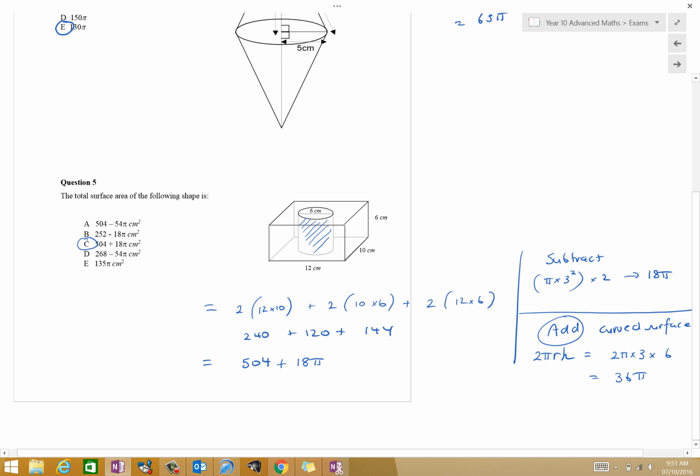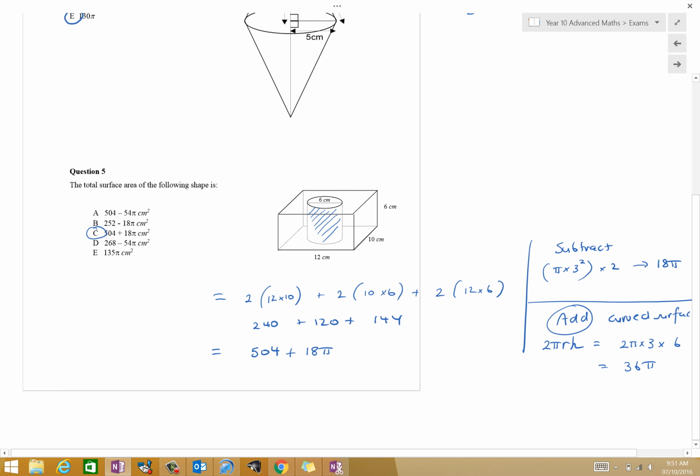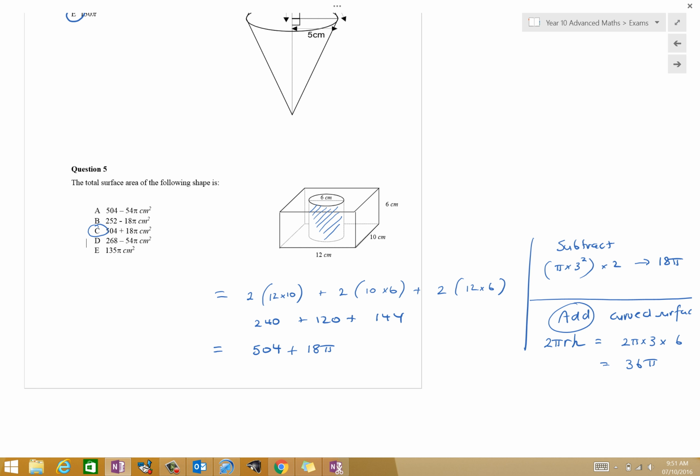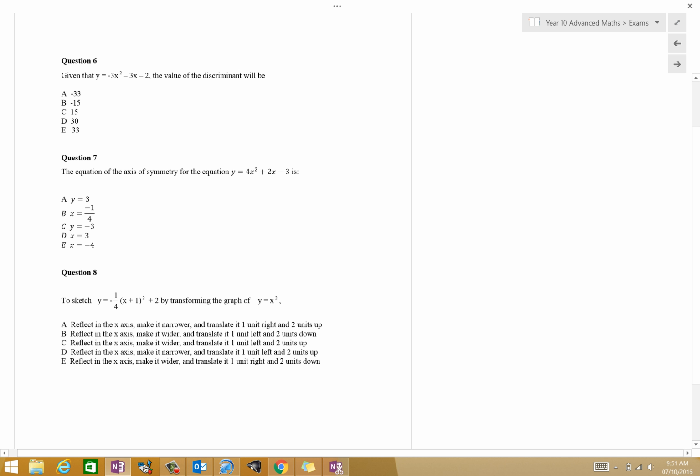Does that make sense? Did many of us get that answer? Yeah? So as long as you interpreted it or visualised it the right way, that those 2 circles have been removed, but there's still the inside curved surface, then you would be okay. Yeah. All right, I'm going to resume.